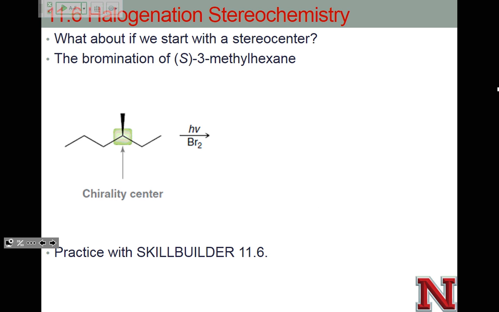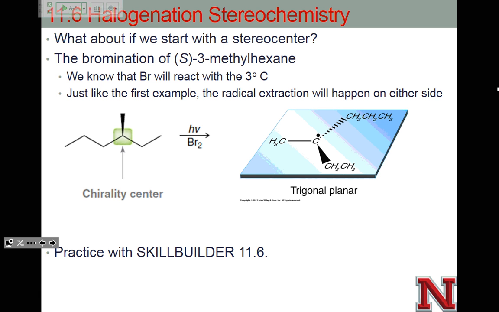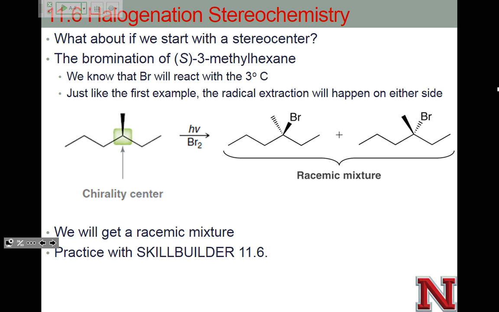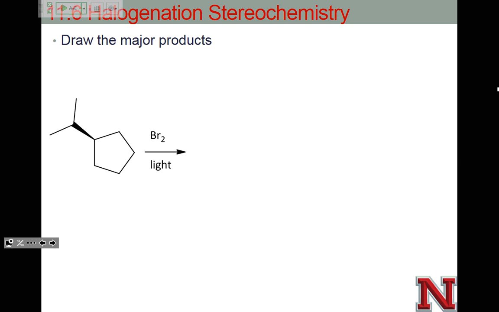Now what if we start with a stereocenter? What will we get? We're still going to get the racemic mixture because the intermediate is still a trigonal planar radical. So just like if we started with a stereocenter and we formed the carbocation, we'd get both enantiomers. If our reactive center started out as a stereocenter, we're going to get both. So let's look at this example.